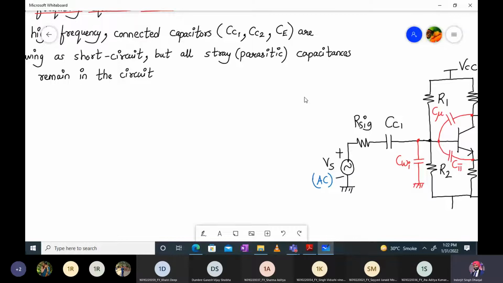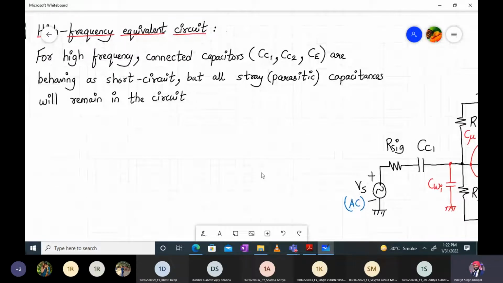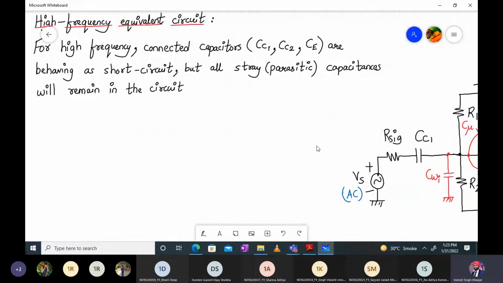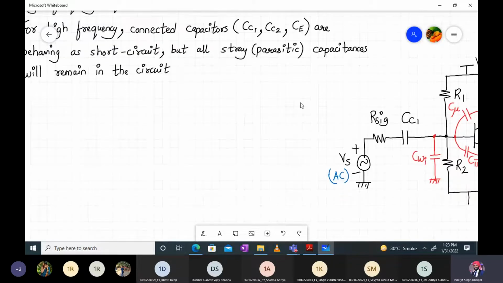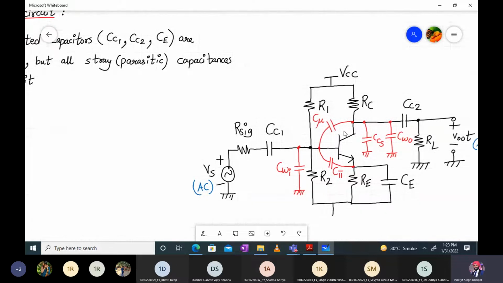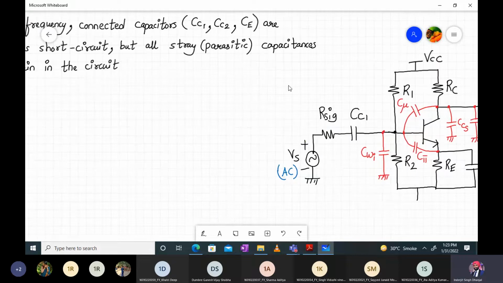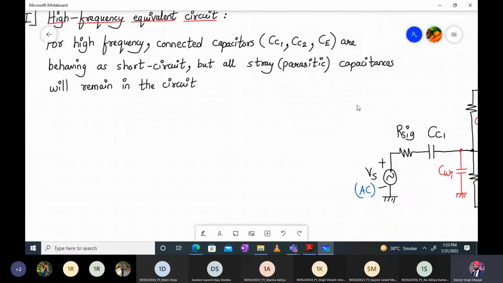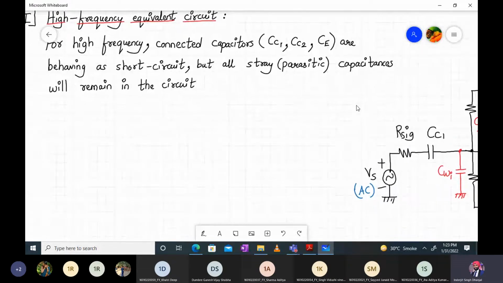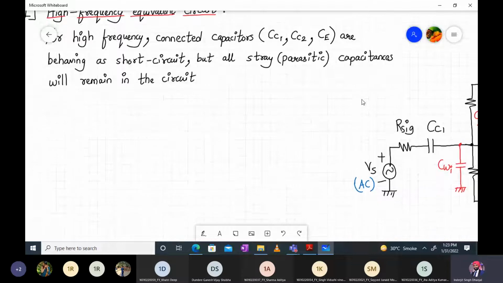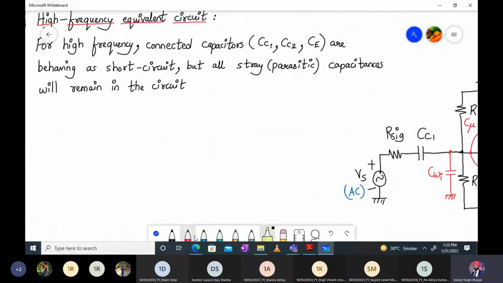Clear about this? Okay, so let me start building up the high frequency equivalent circuit in front of you all. This is my circuit for reference which we have over here, right? We have a BJT. So first let me draw the diagram with the BJT itself, and later on we will replace the BJT with its high frequency model. Let me just draw the BJT as it is, we will replace it slightly later on. So let me draw first a BJT.